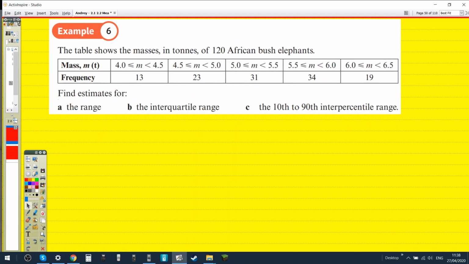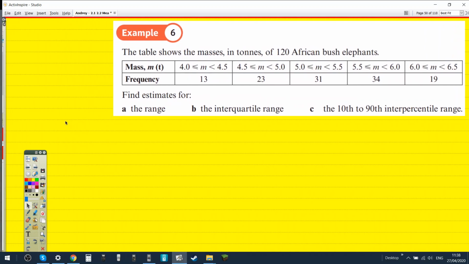How would you do this? So the range is the difference between the largest and smallest number. Mm-hmm. Do I need to times the midpoint of the mass times the frequency? Or... I don't think so. So that's one way to do it.